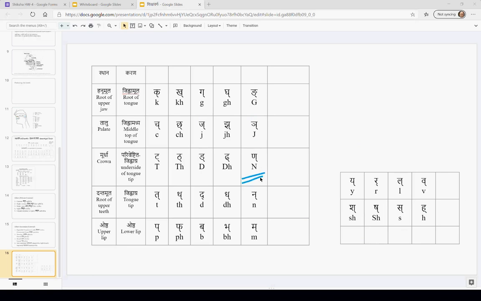Then the next example is na here. Now, this is similar to 'n' in English, where we say 'and'. So here there is a da sound, because there is a da sound.